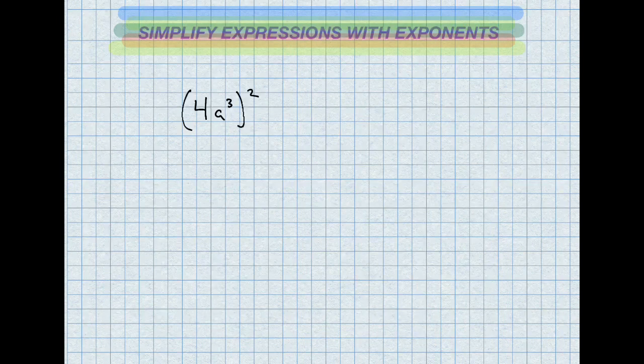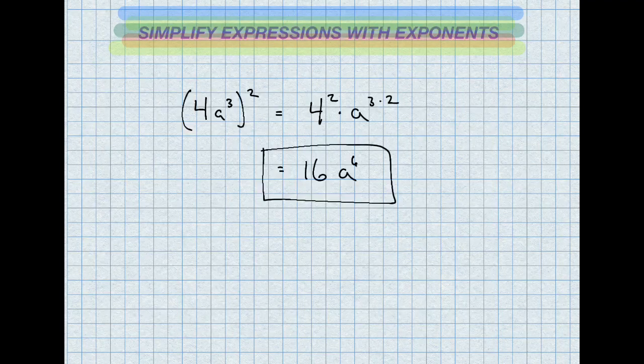Okay, 4a cubed, all that being squared. So we're going to say that this equals 4 squared times a to the 3 times 2. Remember, if something's being raised to a power and that's being raised to a power, then we're multiplying them. Okay, this is a power being raised to another power. So we're multiplying. We're not doing the addition rule, we're doing the multiplication rule. Okay, so we know 4 squared is 16, and 3 times 2 is 6. So there we go, 16 times a to the 6th.